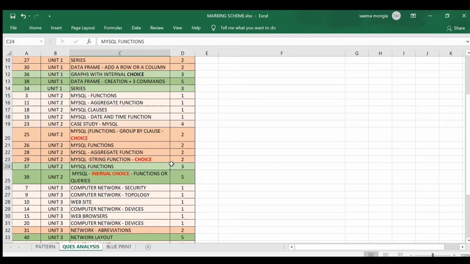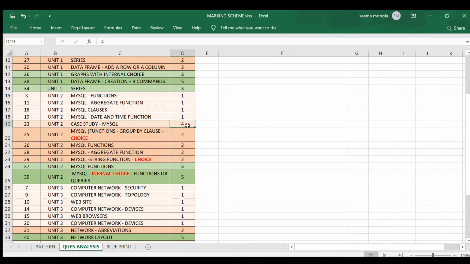MySQL. Again, there are 4 questions of 2 marks each. Those 4 questions of 2 marks each are covering the group by clause, the functions, the aggregate functions, and they might be covering the string functions, numeric functions, date type functions, or different kinds of functions. So basically, these 2 marker questions are all talking about the little difficult part, or maybe you can say the higher part of MySQL, not the simple queries.